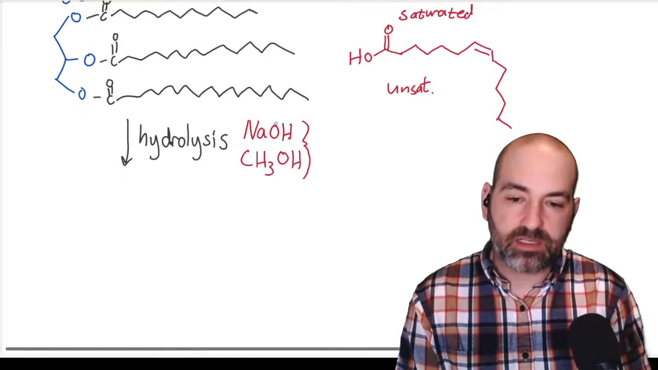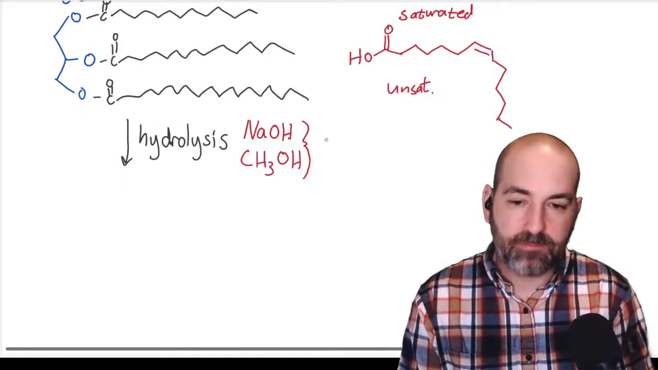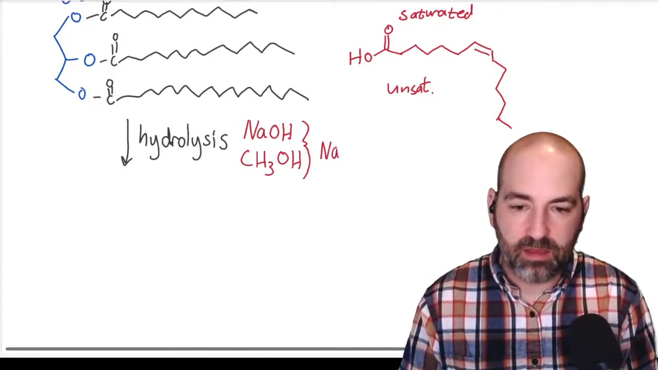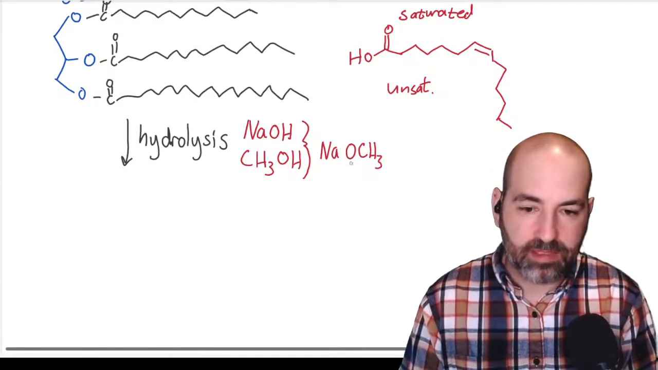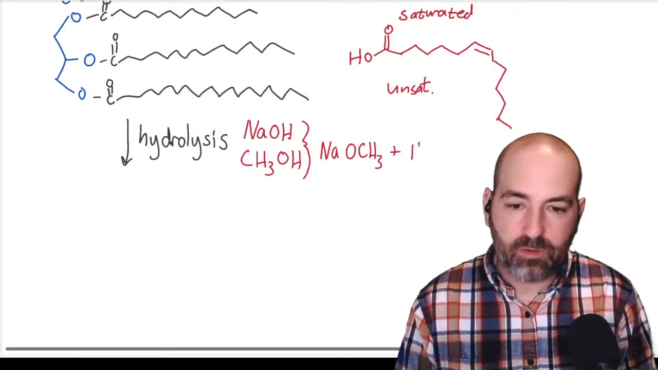The sodium hydroxide was actually taking away one of the hydrogens from this methanol, and it was making something called sodium methoxide, NaOCH3, which is an ionic compound of sodium ions and this ion here called methoxide, and then the byproduct was water.